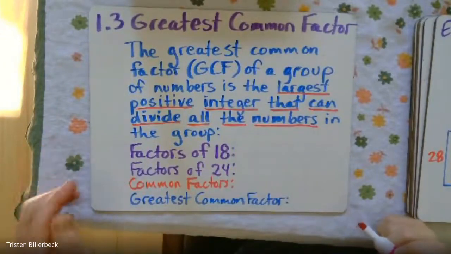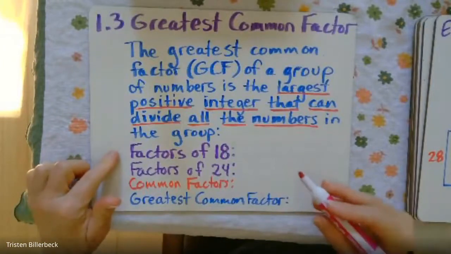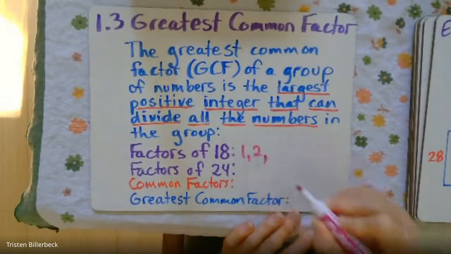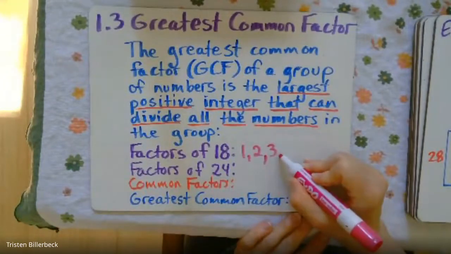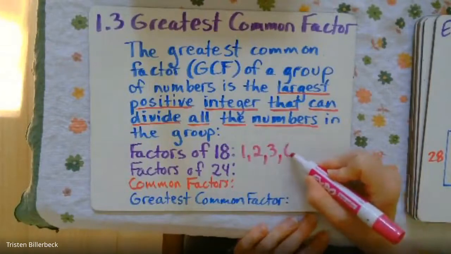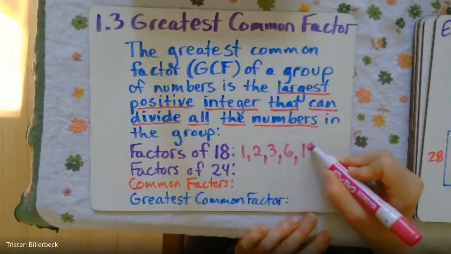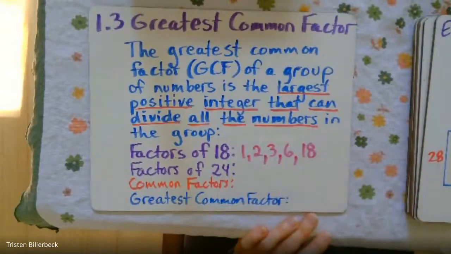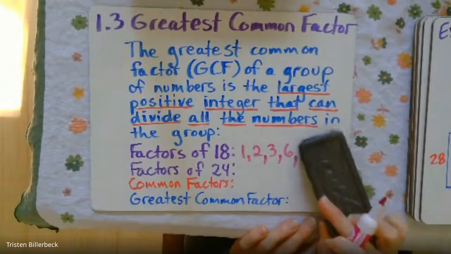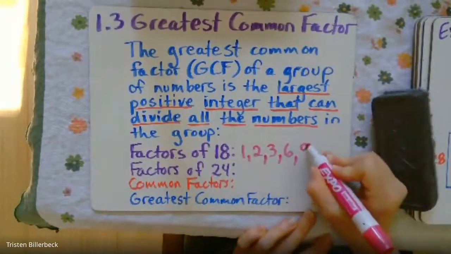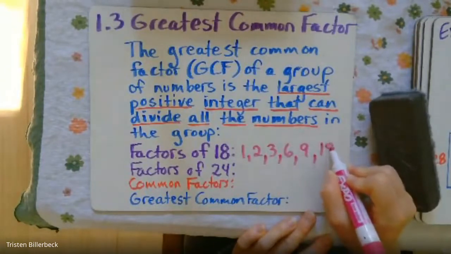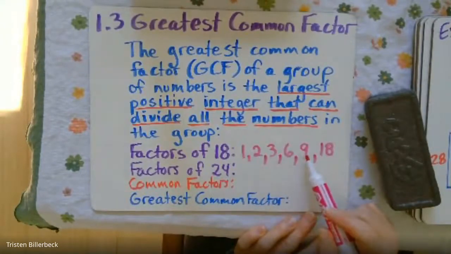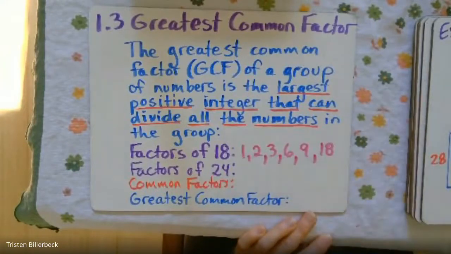So first we need to figure out, what are the factors of 18? We know 1, 2, 3 is a factor of 18. We have 6, and we have 18. So we know 1 times 18 is 18. Oh, I've forgotten a very important one. Let's put in 9 and 18. So 1 times 18 is 18, 2 times 9 is 18, and 3 times 6 is 18.